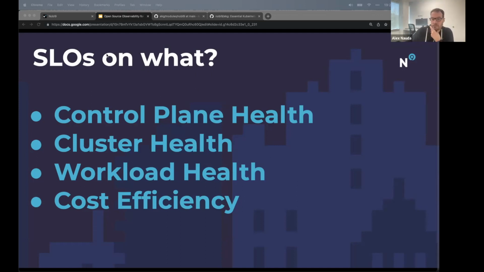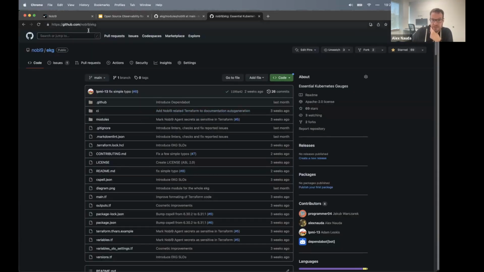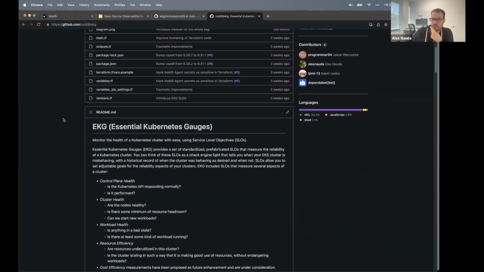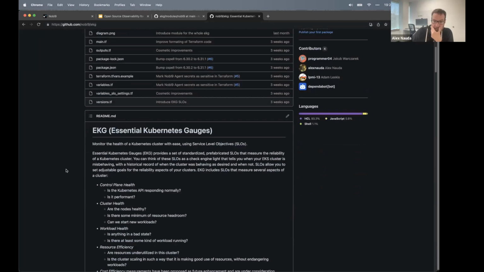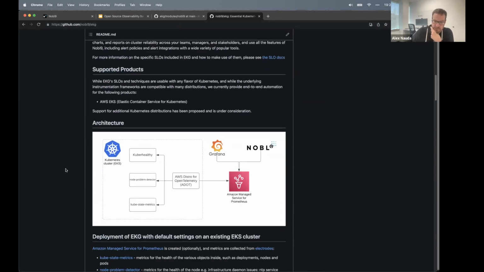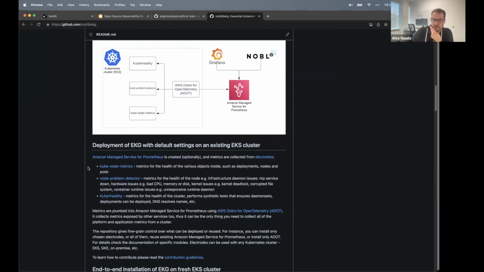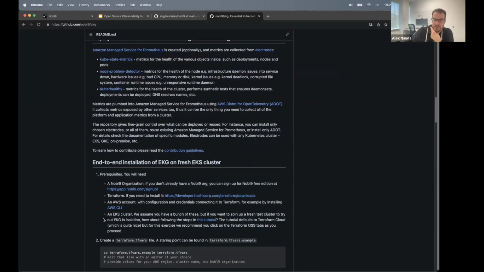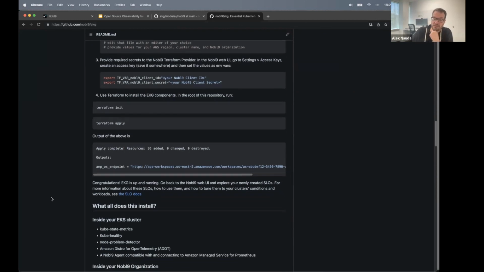So let me give you an example. I'll show you what some of these things look like in Noble 9, and I'll show you the EKG modules themselves. Actually, let me just mention the EKG code repo itself. It's a public repo, Noble 9/EKG. You can see this is a mostly Terraform repo. And there's quite a bit of documentation in here that can walk you through this, describes what the thing actually installs, how to get it running in, let's say, a fresh EKS cluster if you want to kick the tires on it, and how you can use it and configure it.